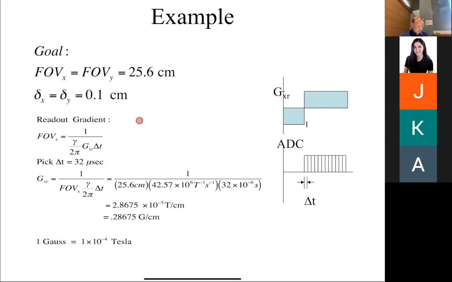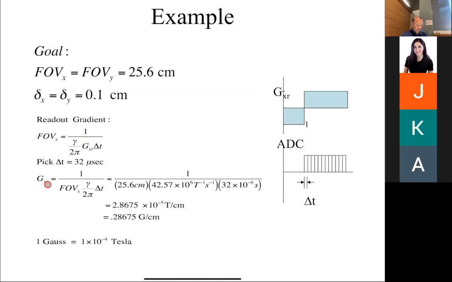So we know the field of view is equal to 1 over delta K, which is gamma over 2 pi GXR times delta T. Let's say you're just given delta T equals 32 microseconds. For this class, we'll typically give you one of those parameters. In the real world, there are some design trade-offs; typically the manufacturer will give you some delta T's. If you go back to that previous slide, you'll see a bandwidth parameter you can play with, and we might get to how you pick that later. But for now, just assume you're given it. So I'm given delta T, so I can solve for GXR.